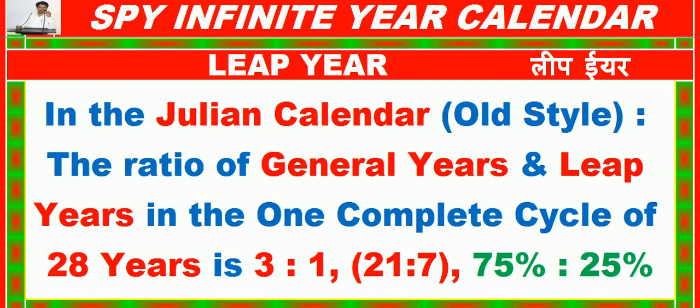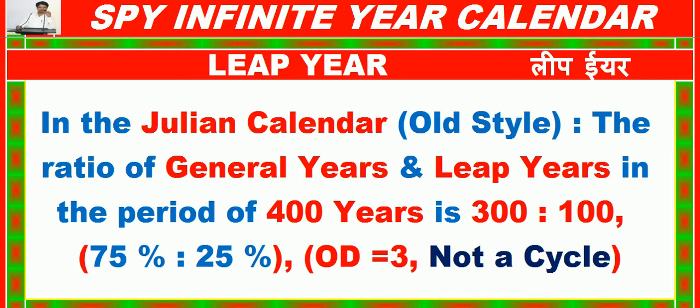In the Julian calendar old style the ratio of general years and leap years in one complete cycle of 28 years is 3:1, 21:7, 75%:25%. In the Julian calendar old style the ratio of general years and leap years in the period of 400 years is 300:100, 75%:25%. OD equals 3, not a cycle.